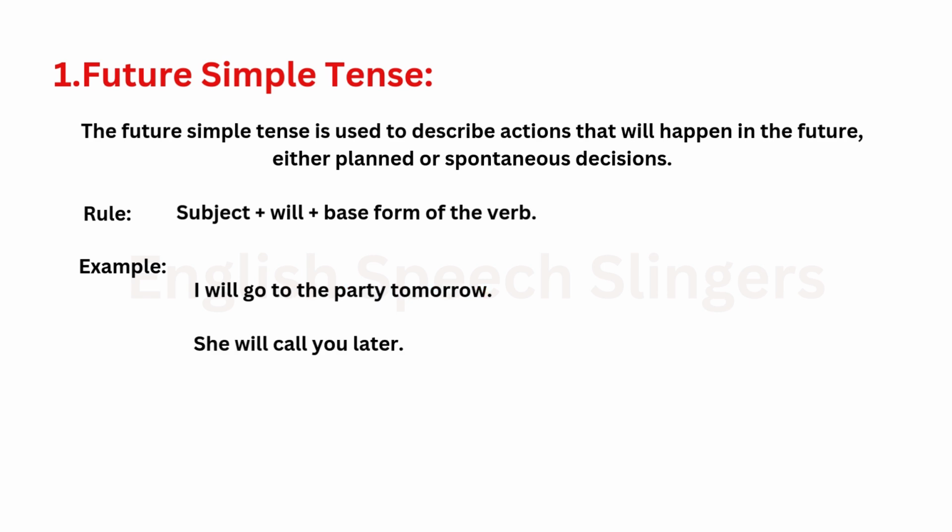She will call you later. In this sentence, she is the subject. Will is the auxiliary verb. And call is the base form of the main verb. You later specifies who will be called and when.